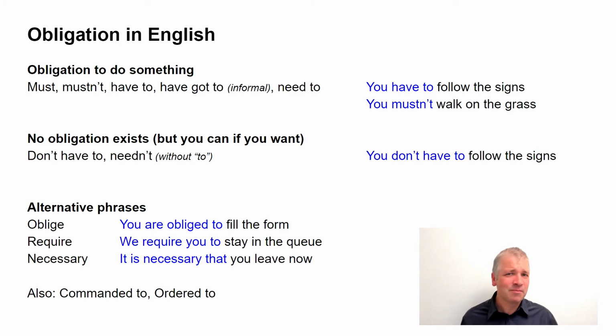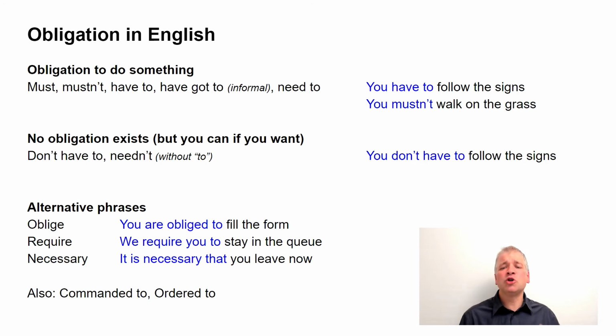What they mean is that no obligation exists at all, but you can if you want. Basically, it's saying there are no rules here. So don't have to and needn't are both phrases we use when there are no rules at all. So it's important to have that distinction. They don't mean there is a rule not to do something. It means there is no rule at all.